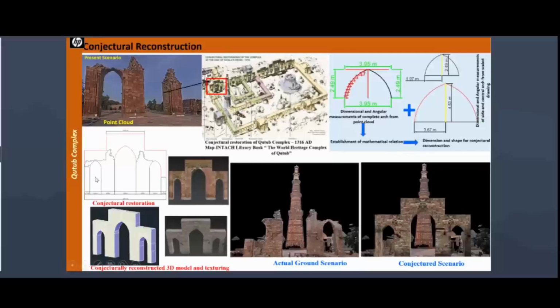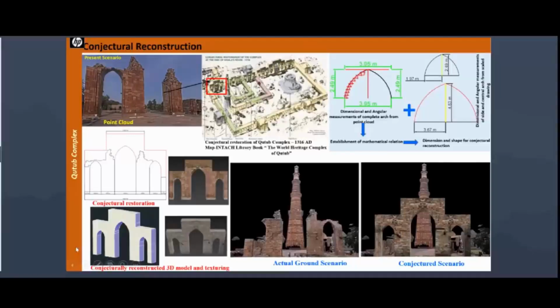So you can see here, this was conjecturally restored virtually only. These are the broken arches. The black line depicts the broken arches that are standing at the Qutub complex in today's time, and this red line is the conjecturally reconstructed one based on the map of 1316. Once this was done in the form of the line diagram, a 3D model was also created, and this 3D model was textured based on the texture of today's pillar.